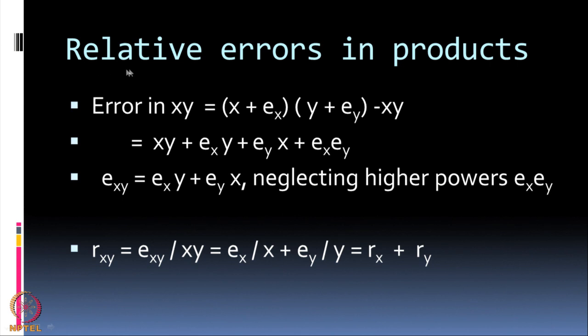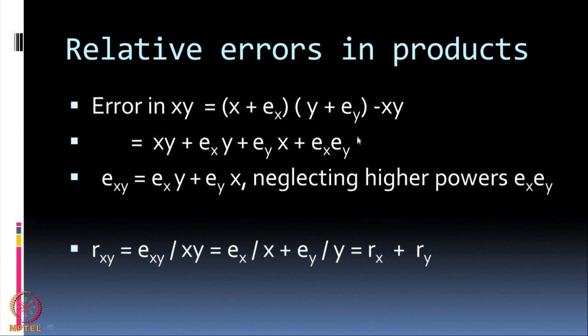I want to find the relative error in products now. Instead of the sum x plus y, suppose I take the product xy. The error in the product would be x plus Ex, because Ex is the error in x, multiplied by y plus Ey, minus xy. This is my maximum possible error in the product. I expand this. When I expand, I have xy, Ex into y, then Ey into x, plus Ex Ey, because now this xy will cancel with the original value of xy. So, the error in the product Exy will be Ex y plus Ey x.